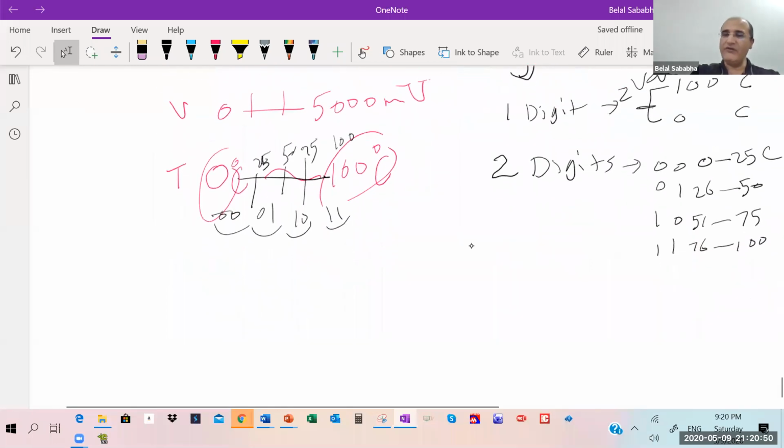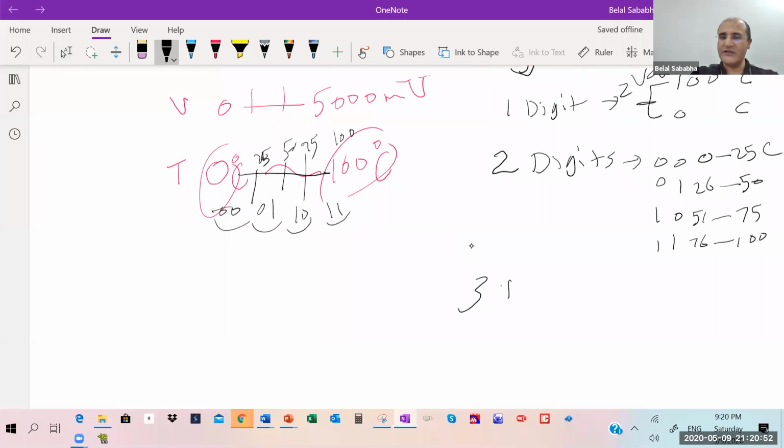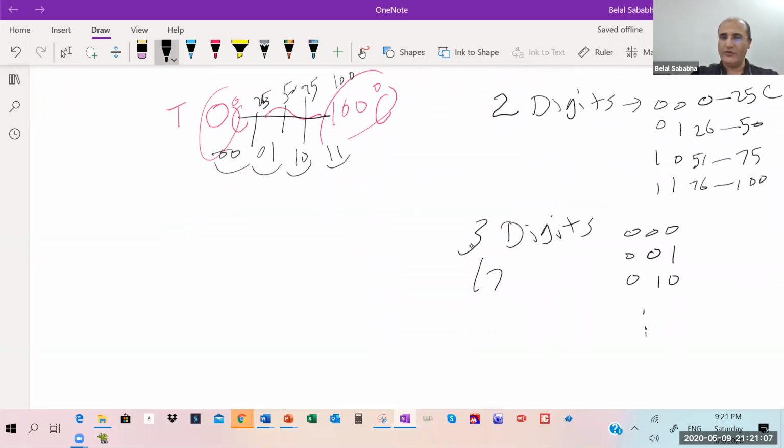But imagine I gave you the liberty to use 3 digits. Then how many levels do you have? 2 to the 3, which is 8, right? 2 to the 3 equals 8 levels. Then you will have more accuracy here, right?